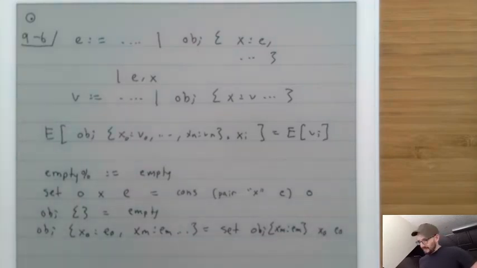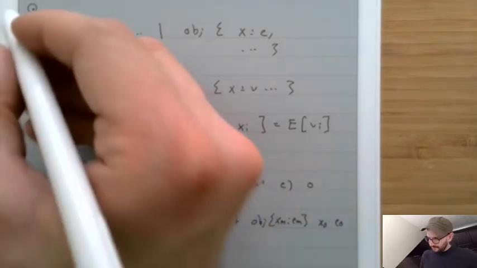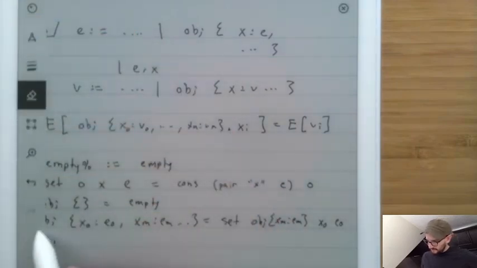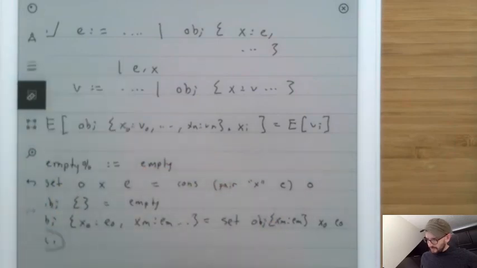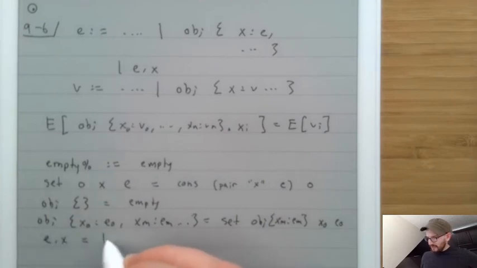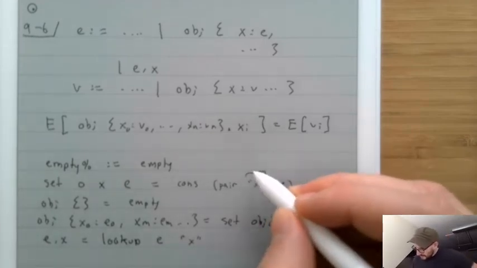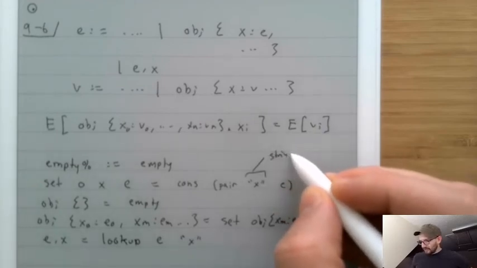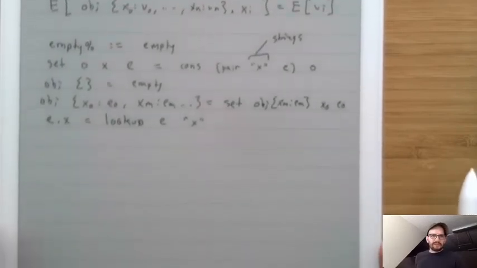Okay. Then, anytime you wrote E.x, we could turn that into a function called lookup that takes E and looks up the string x. Now notice that we don't have strings in our language, so you could add those, and they would be like these key things. Okay. So what is this lookup function?